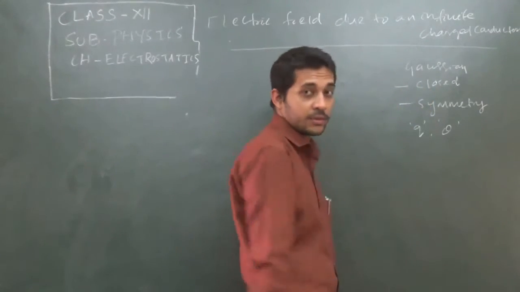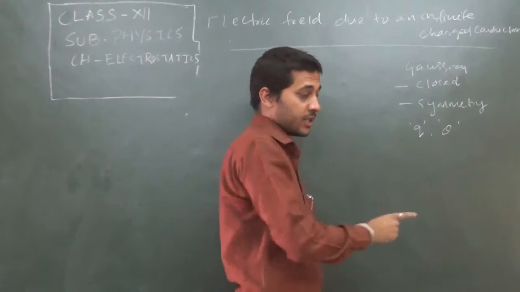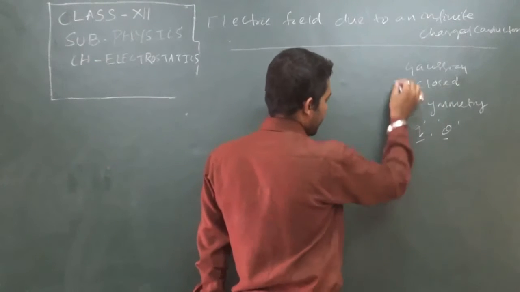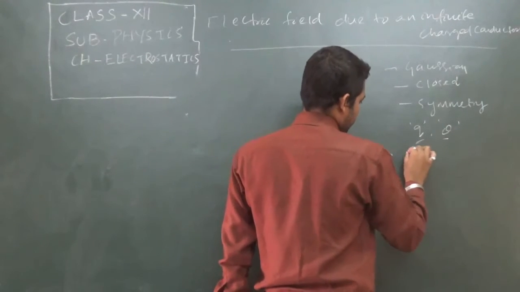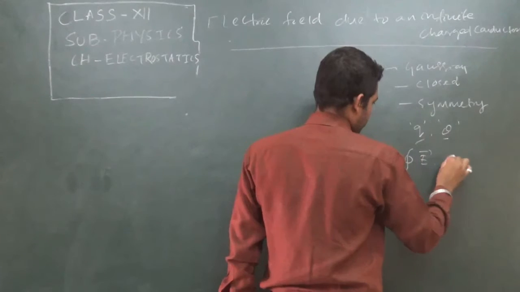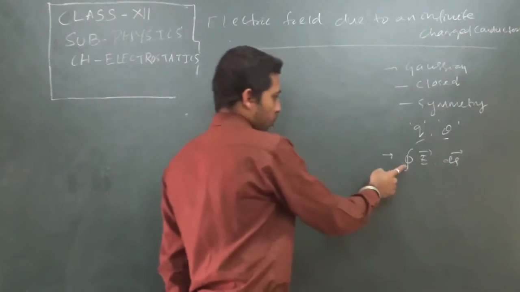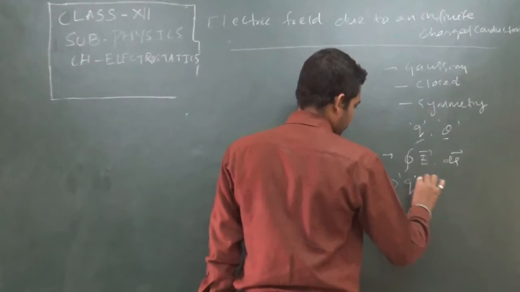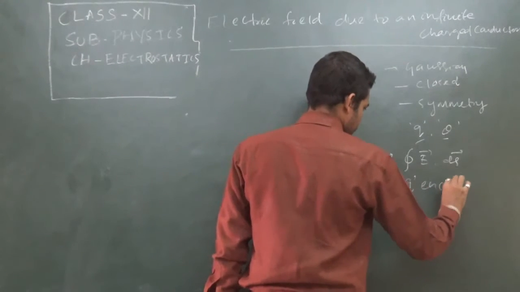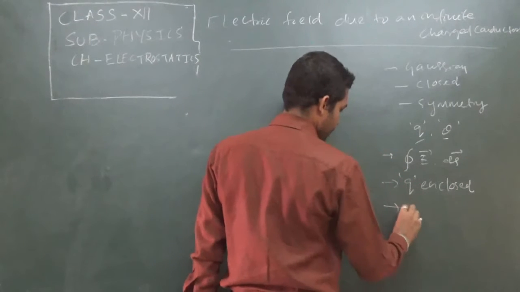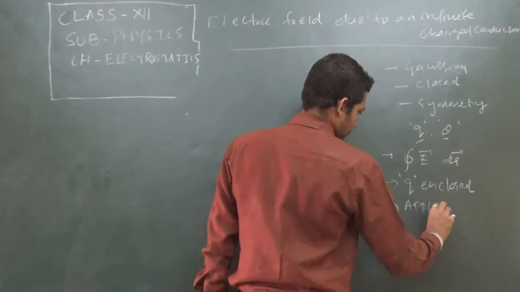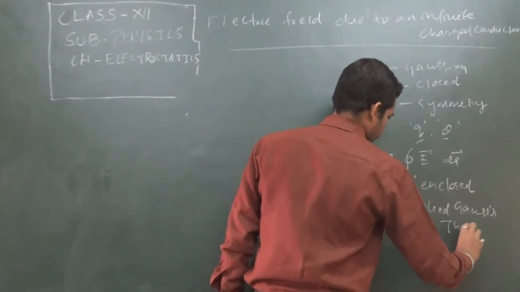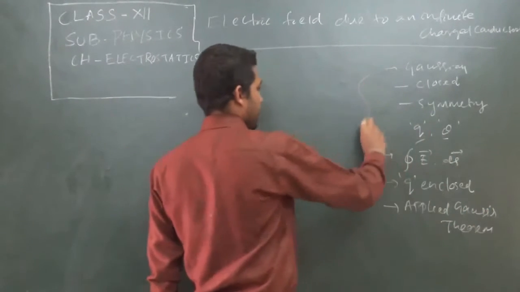So it must be a Gaussian one, it must be a closed one, it must maintain symmetry in case of charge and that of theta. Then we calculated the value of the closed integral over E dot ds. Then we calculated the total amount of q enclosed. This is the third method. Fourth, we applied Gauss theorem. So these are the four methods.